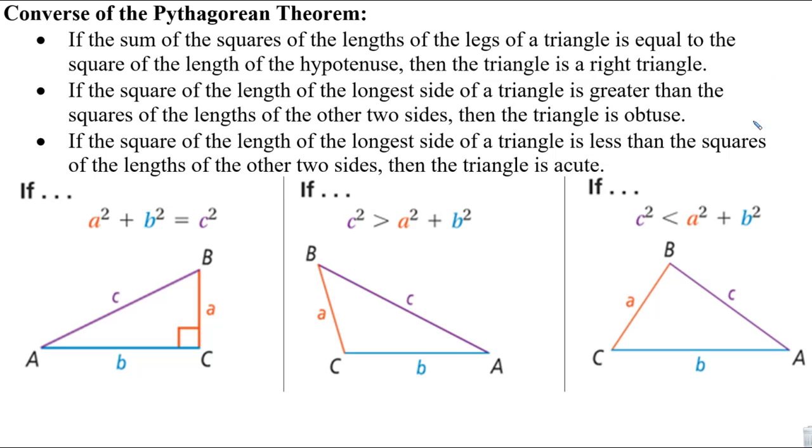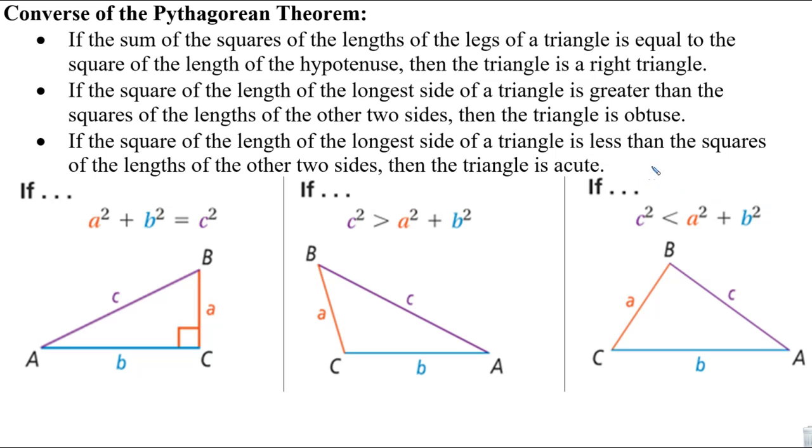Now I can take that a step further by taking a look at what happens if it's not equal, when c squared is greater than or c squared is less than a squared plus b squared. Well, if the square of the length of the longest side of a triangle is greater than the sum of the squares of the lengths of the other two sides, in other words, if c squared is greater than a squared plus b squared, then the triangle is obtuse. Now that makes sense because if I start with a right triangle and I make c longer, that right angle is going to have to get bigger. It's going to have to become an obtuse angle to compensate for it.